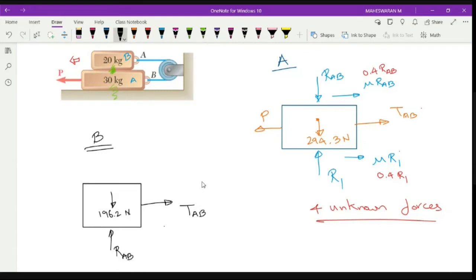Make sure that if I add these forces, it has to be in an equilibrium state. Then the friction force will be on the opposite side. Since the block is moving towards the right, you have a friction force towards the left, which is 0.4 RAB.